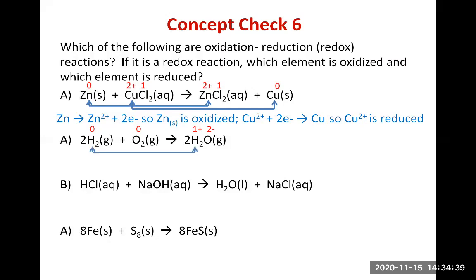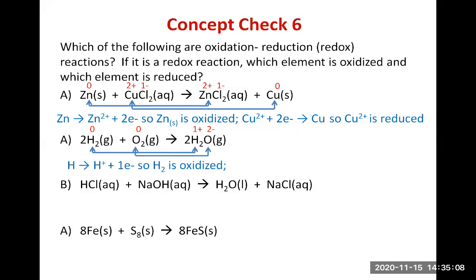So we can see that the state of the hydrogen goes from a zero charge to a +1 charge. So we have H becoming H+ plus an electron. So the hydrogen in the H2 gas state has lost electrons to become H+ in the water. So we say that H2, the gas, is oxidized here.